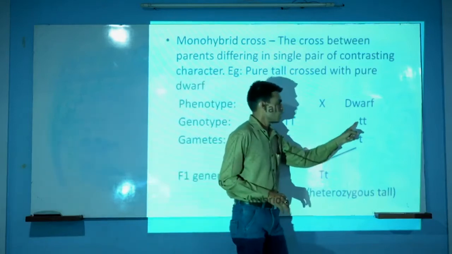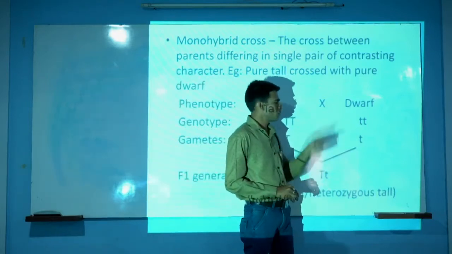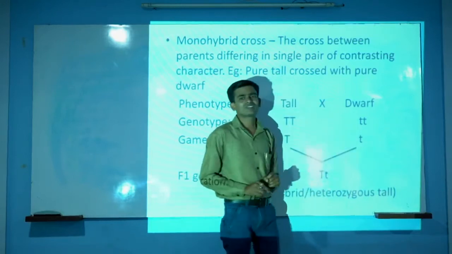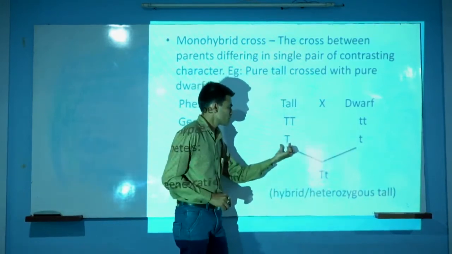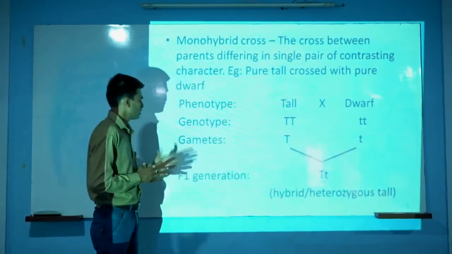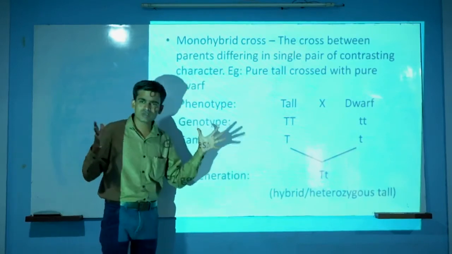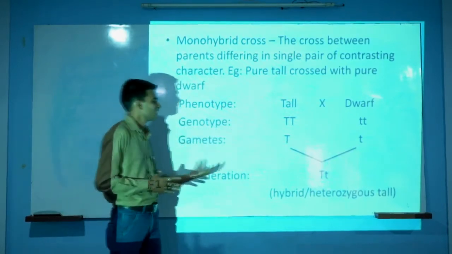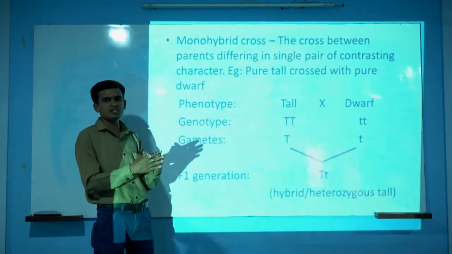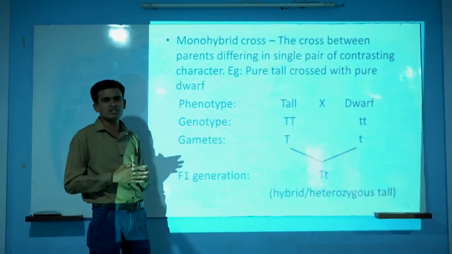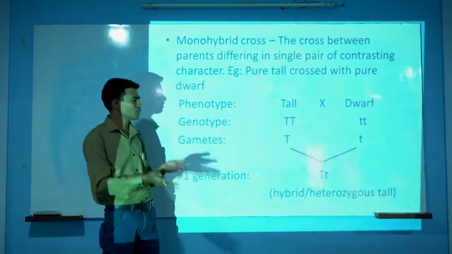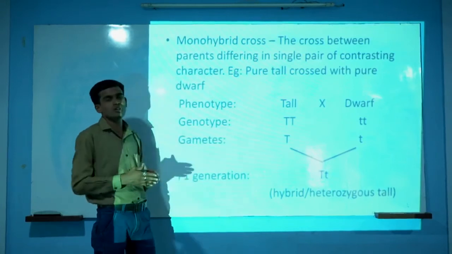Likewise, out of small t, only the single factor small t enters that gamete. So capital T and small t, two gametes are there. Then these gametes subsequently fuse together, that is fertilization. Then it forms the seeds, and the seeds are sown and raised into plants, and the plant becomes tall.